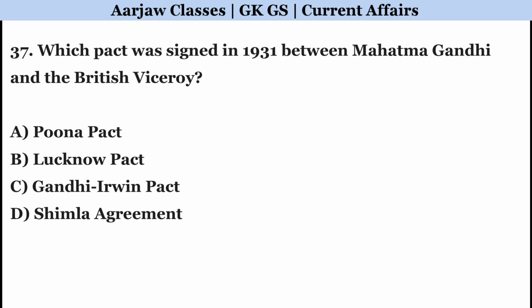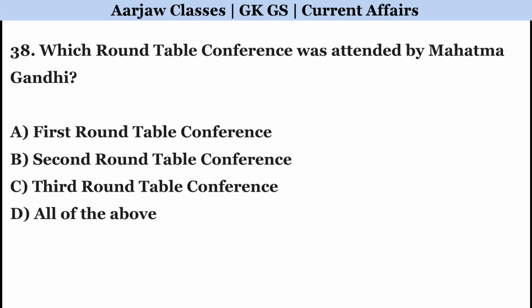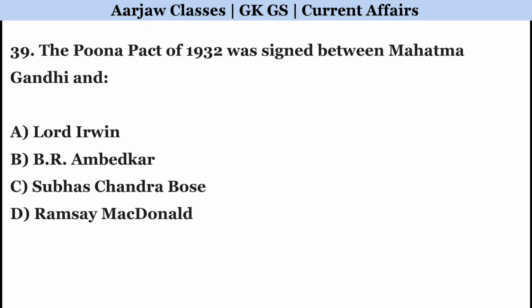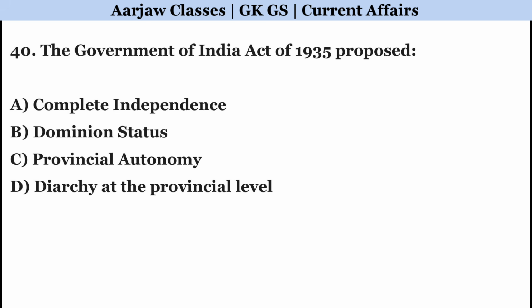Which pact was signed in 1931 between Mahatma Gandhi and the British Viceroy? Correct option is C. Gandhi-Irwin Pact. Which round table conference was attended by Mahatma Gandhi? Correct option is B. Second round table conference. The Pune Pact of 1932 was signed between Mahatma Gandhi and. Correct option is B. B.R. Ambedkar. The Government of India Act of 1935 proposed.